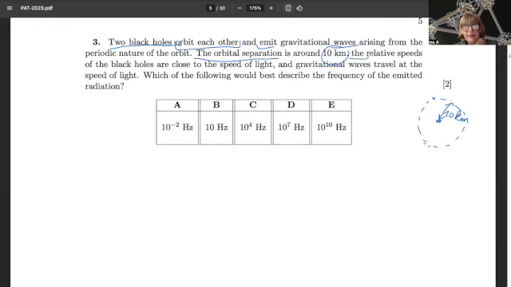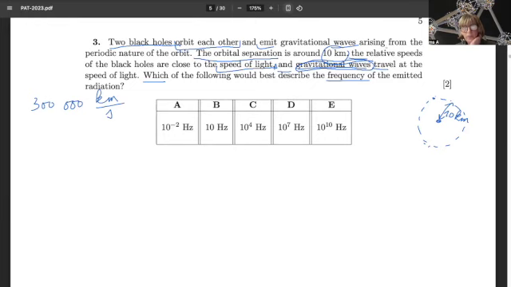The relative speeds of the black holes are close to the speed of light. Now you have to know how much the speed of light is, and if you don't know, you have to write it in your notes, which is 300,000 kilometers per second. And gravitational waves travel at the speed of light. So we know that the gravitational waves will travel at the speed of light. Important for our calculation. Which of the following would best describe the frequency of the emitted radiation?